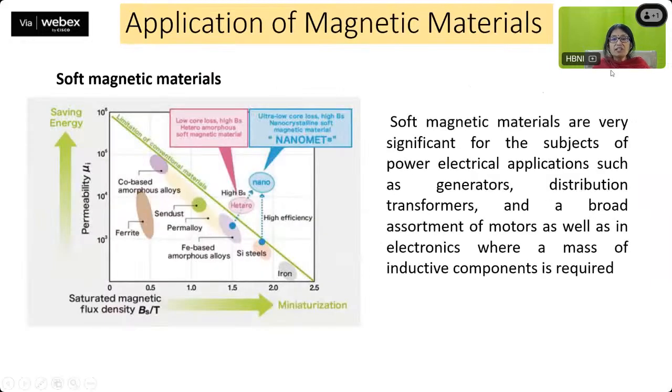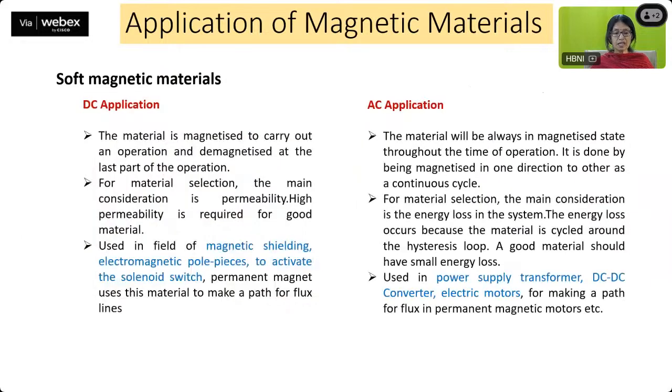But then there are certain materials, as I said, where the coercivity value is very small, and these are known as the soft magnetic materials. They are very significant for power electrical applications such as generators, distribution transformers, and a broad assortment of motors, as well as in electronics, where a mass of inductive components is required. These are the different kinds of soft magnetic materials, and their permeability values are given over here. Soft magnetic materials find use in DC, direct current applications.